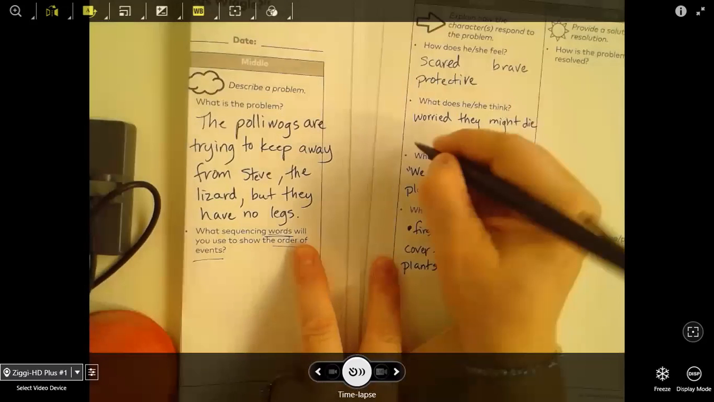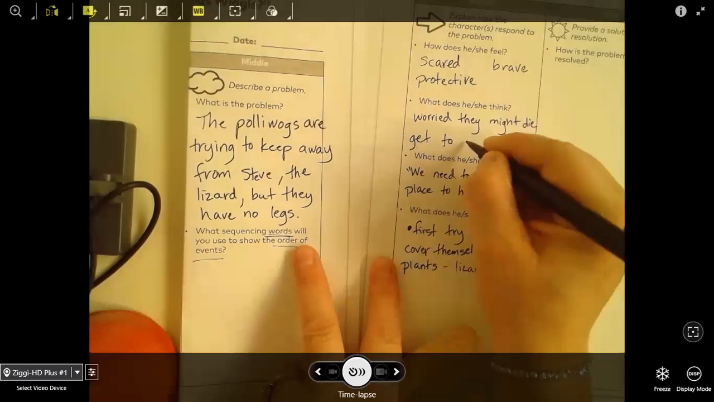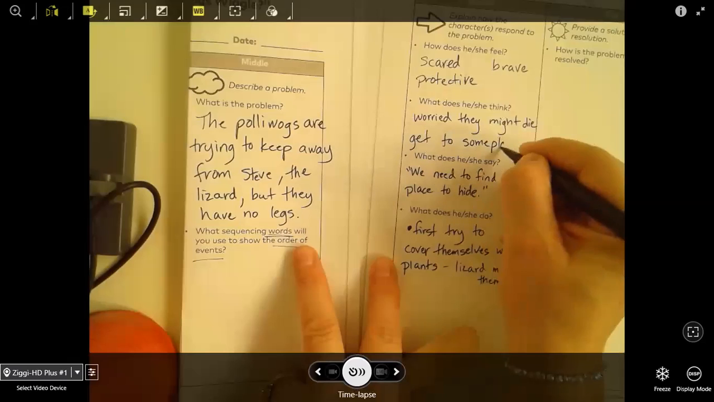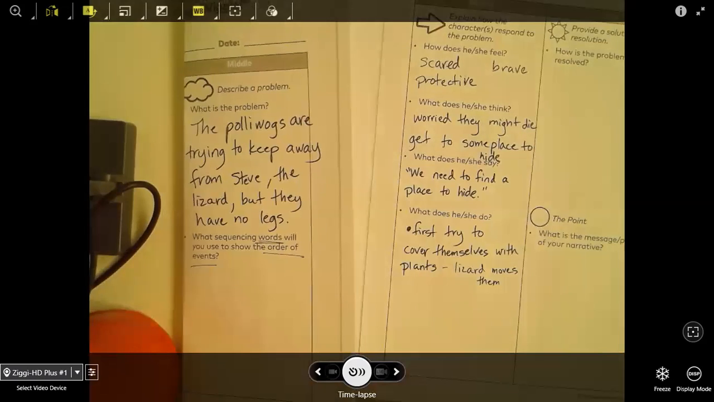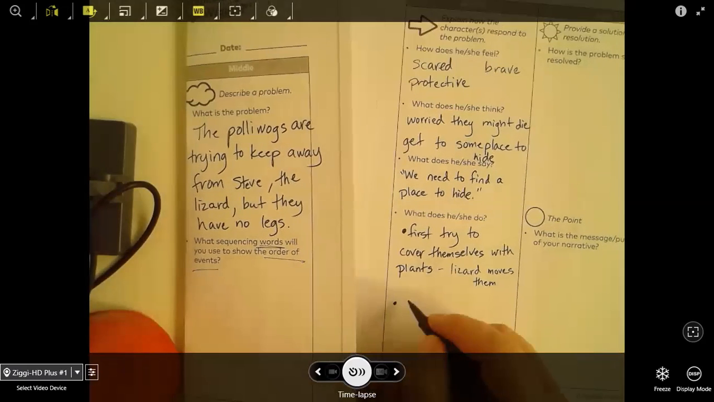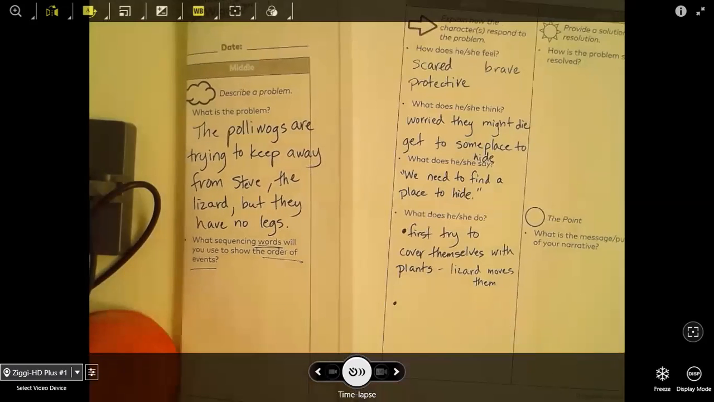Get to someplace to hide. But how are they going to get there? But do they know how to swim right now? What could they try doing to get to that hiding place? Lena? Okay. So what motion could they do? Wiggle. Do they try out different motions?